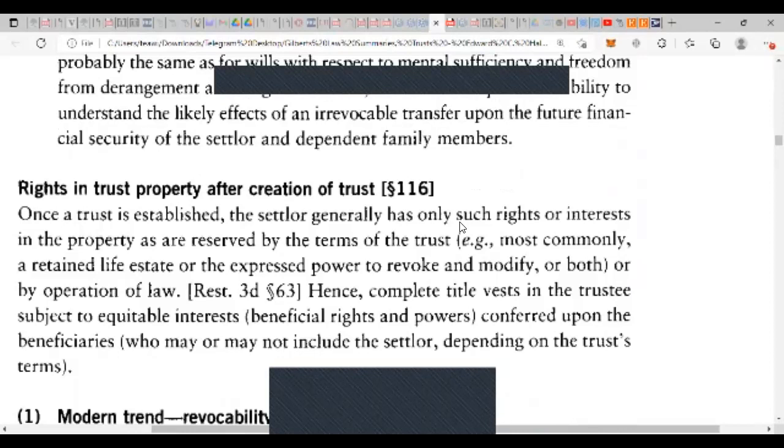Rights in trust property after creation of trust, Section 116. Once a trust is established, the settlor generally has only such rights or interests in the property as are reserved by the terms of the trust, such as most commonly a retained life estate or the express power to revoke and modify or both, or by operation of law. Restatement Third, Section 63. Hence, complete title vests in the trustee subject to equitable interests, beneficial rights and powers conferred upon the beneficiaries, who may or may not include the settlor, depending on the trust terms.